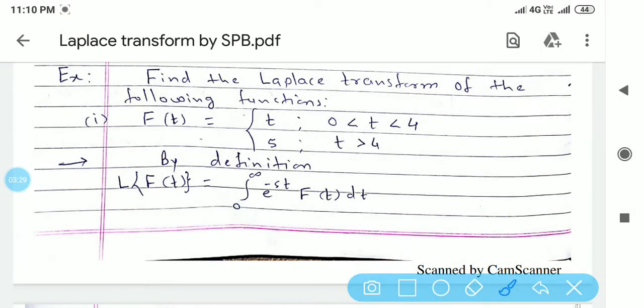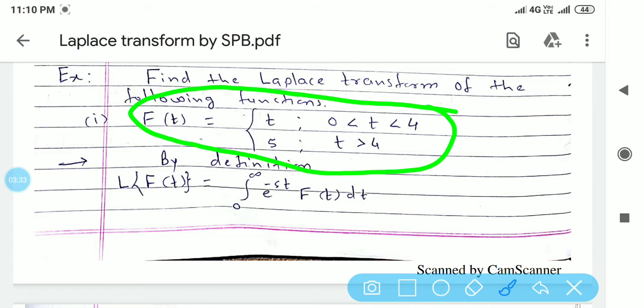So first example: find the Laplace transform of the function f of t equal to t when t lies between 0 to 4, and it is 5 when t is greater than 4. Dear students, here remember one thing. When I write 5 and s, you may get confused. So I will pronounce clearly where it is 5 and where it is s. Remember this is 5. So we will find the Laplace of this given function.